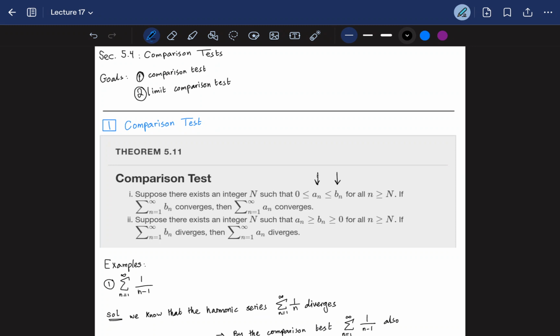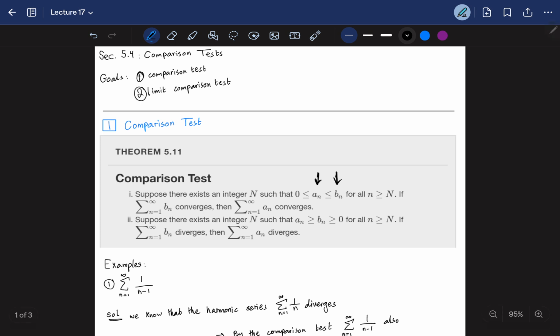So the comparison test is where we have a smaller series, a smaller sequence, and a bigger sequence. To determine whether a series is convergent or divergent, I can compare it with a series that I already know. For example, I already know that the harmonic series, which is the summation of 1 over n, is divergent. So I might be able to use it to identify whether another series is divergent or convergent. So let's see what the theorem tells us.